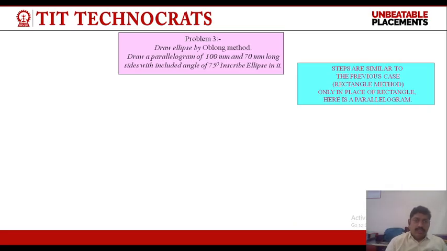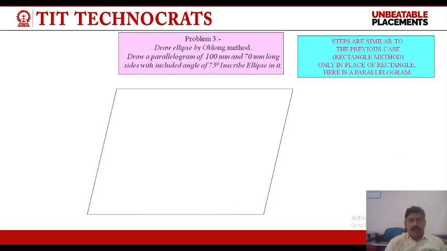Now draw the ellipse by oblong method. Draw a parallelogram of 100 mm and 70 mm long side with the included angle of 75 degree. Inscribe an ellipse in it. It is the same process as in the rectangle method, but here it is a parallelogram, so the included angle is 75 degree, and the process is the same as in the rectangle method.